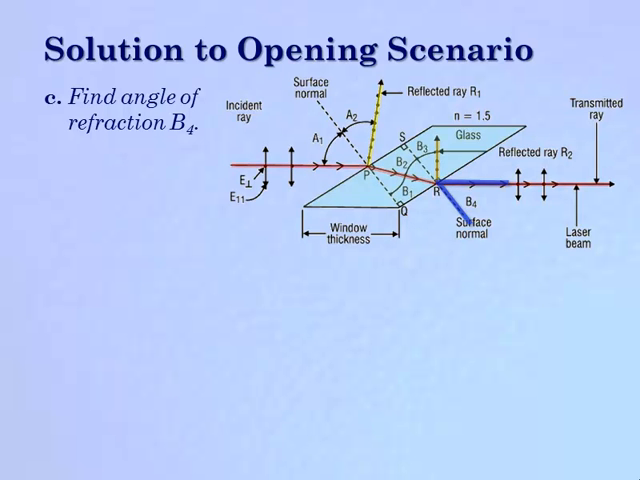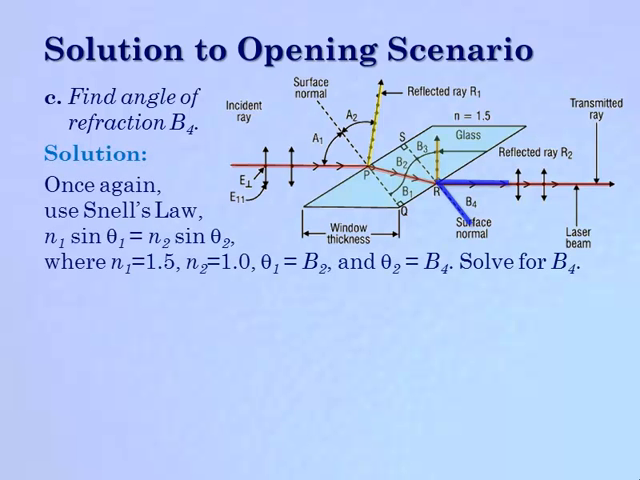Finally, find the angle of refraction B4 on the outside, when the ray leaves the glass. What angle does it make with that normal? To do that, we'll once again use Snell's law, which defines what happens at the interface between two different media with two different indices of refraction. In this case, N1 will be the glass, which is 1.5, and N2 will be the air, which we said is 1.0. The first angle will be the angle of incidence at the interface, which is B2, and the exit angle will be theta 2, or B4. Of course, we want to solve for B4.